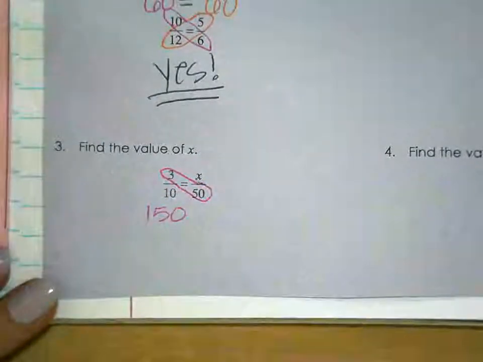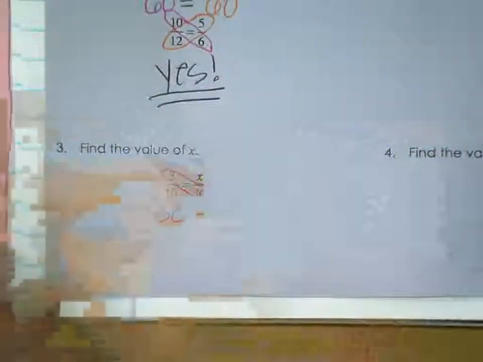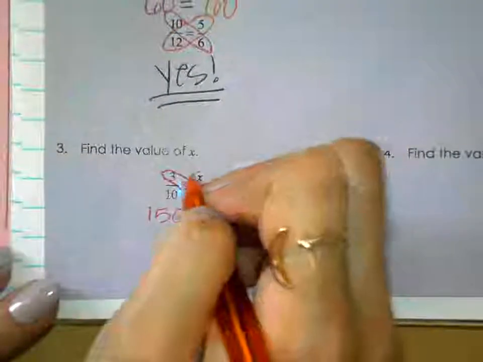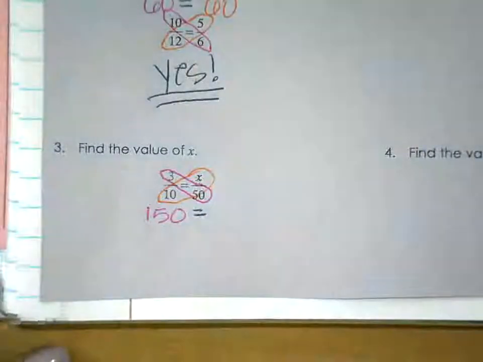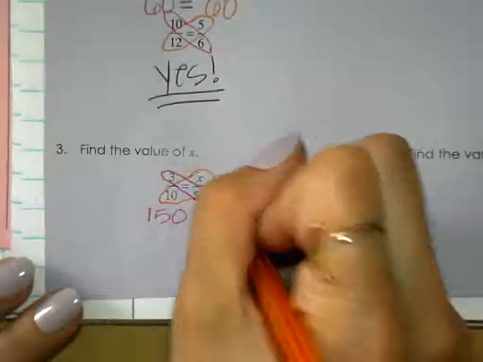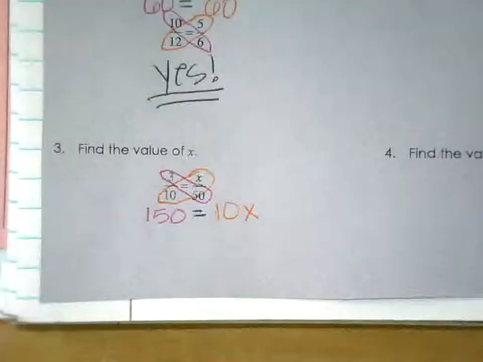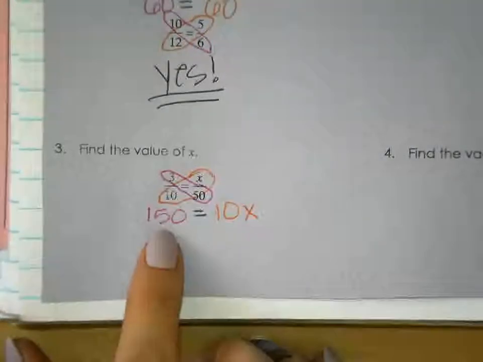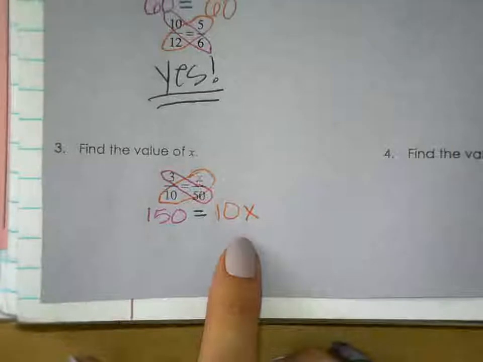150. That is then going to be equal to my 10 times x, which is just 10x. I do not need to put a multiplication sign right there. That is one of my invisible math rules that's on the back of my classroom wall, that there is a multiplication sign in between that 10 and that x. It does not need to be written. So I have here 150 equals 10x.